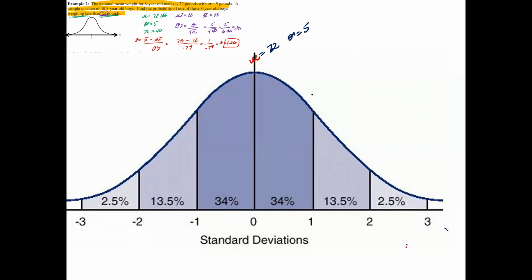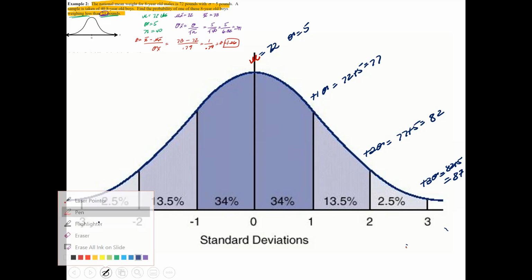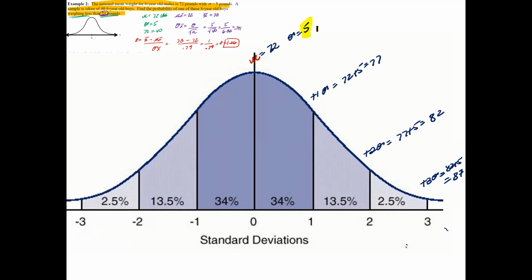And so at +1 standard deviation, it's 72 plus 5, which is 77 pounds. At +2 standard deviation, it's 77 plus 5, which is 82 pounds. And at +3 standard deviation, it's 82 plus 5, which is going to be 87 pounds. Okay, so those are all the positive standard deviations that are given to me.